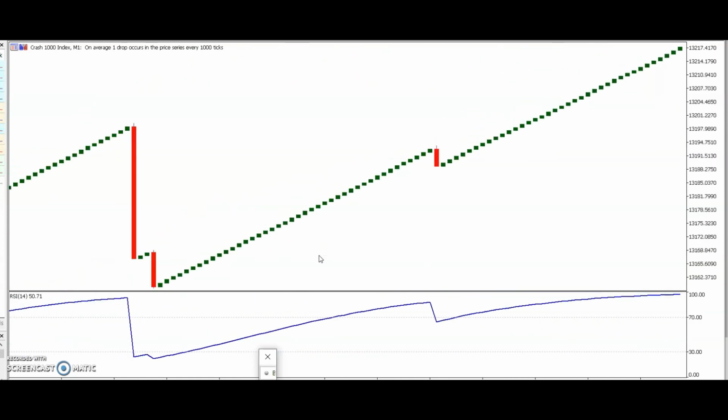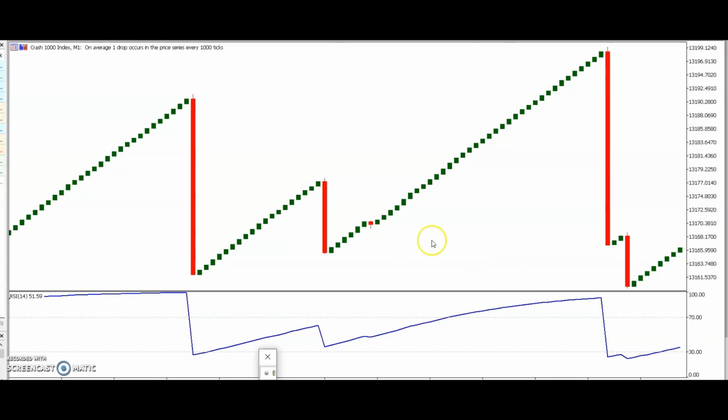So, in summary, what I was saying is, for crash, as soon as the market reaches the price of the previous peak and the RSI is in a downtrend, then the spike is coming, right? And then for boom, as soon as the market reaches the price of the previous peak and the RSI is still in an uptrend, then the spike is also coming. That is the summary of this, right?